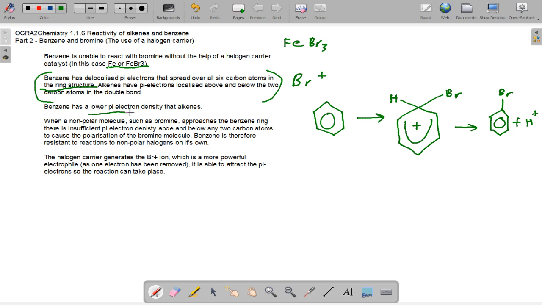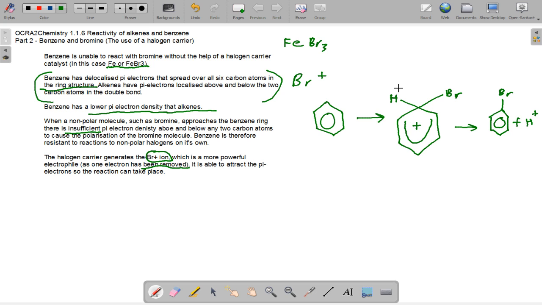Benzene has a lower pi electron density than alkenes, so when a non-polar molecule such as bromine approaches the benzene ring, there is insufficient, keyword, insufficient pi electron density above and below any 2 carbon atoms to cause a polarization in the bromine molecule. Benzene is therefore resistant to reactions with non-polar halogens on its own. The halogen carrier generates the Br plus ion. I will write the equation for that in a bit. It is a more powerful electrophile as one electron has been removed, and it is able to attract the pi electrons so the reaction can take place.